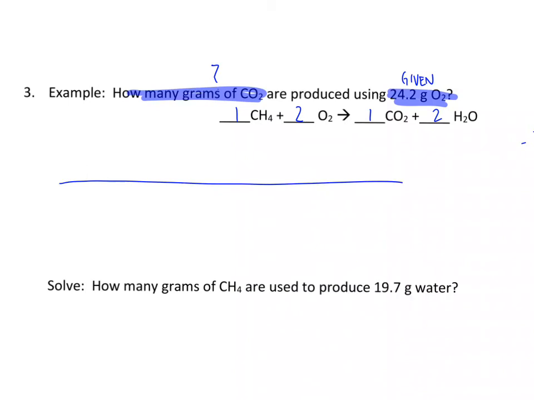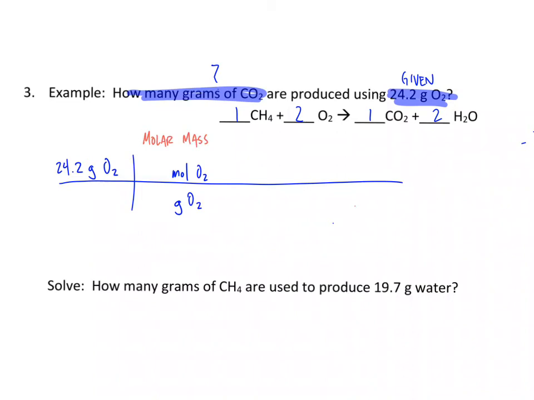Okay, so I'm going to start with the information that's given to me. It was 24.2 grams of O2, so 24.2 grams of oxygen gas. Remember to bring down the unit, so grams of oxygen gas. Now, grams cannot convert to anything else other than moles. So I can only convert to moles of the same thing because this is my molar mass conversion.